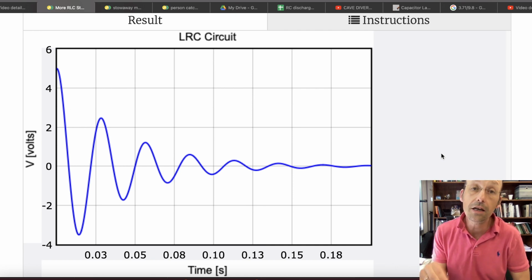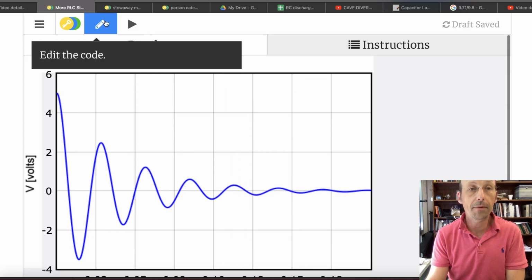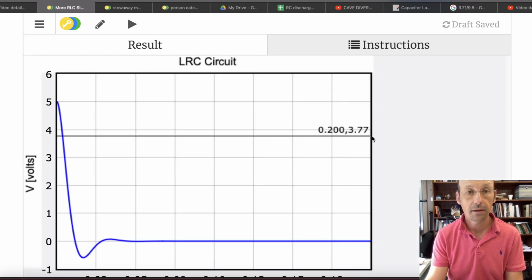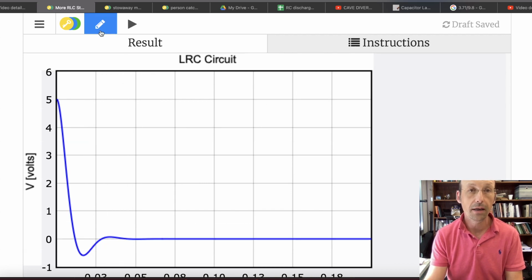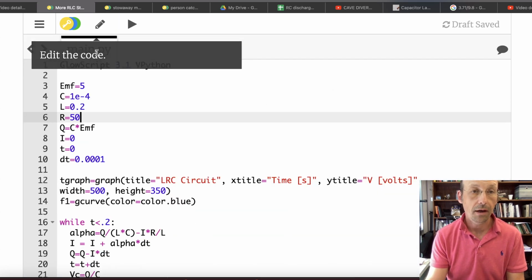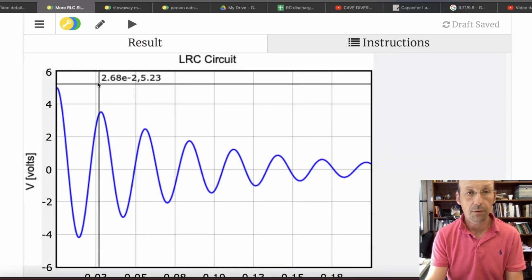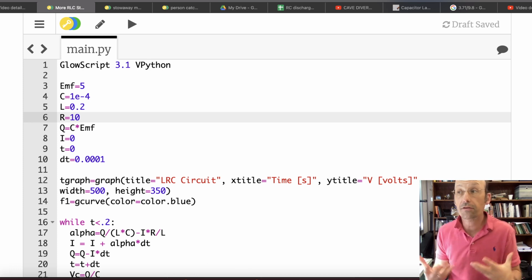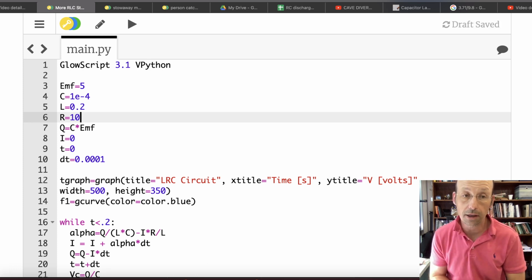Okay. What if I increase the resistance? What would happen then? I mean, you can think about what you might think would happen. Change this to 50. And now look, it didn't even make a full oscillation. It just damped down right away and stopped. And then I can make it just 5, and it would damp down less. Okay. So we don't have to solve those differential equations. We can numerically calculate them this way.